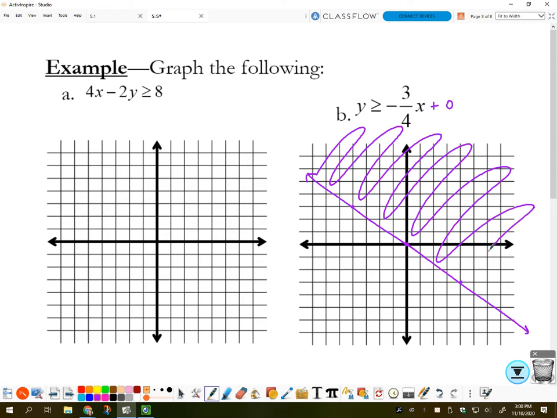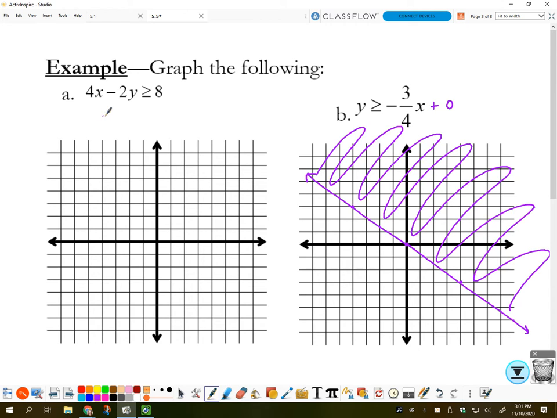It's easier to think shade above or below than it is to pick a test point, but if you wanted to pick a test point, you could pick the point like 1, 1. So this is 1 and this is 1. It's saying 1 is greater than or equal to negative 3/4, which is a true statement. So you shade that side of the line.